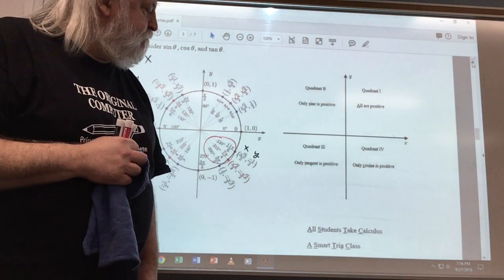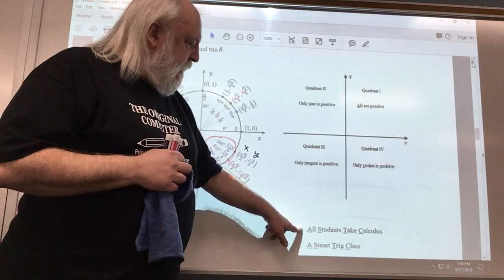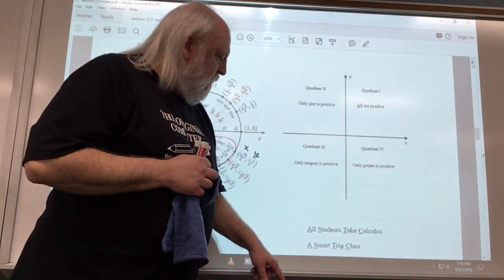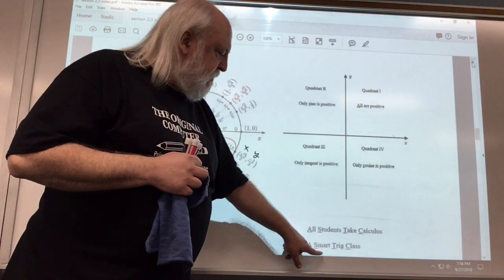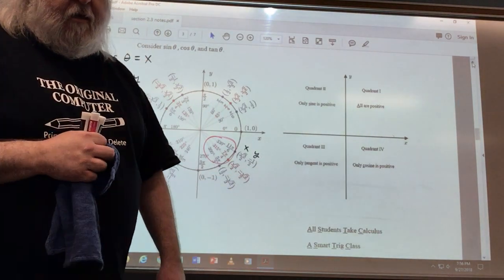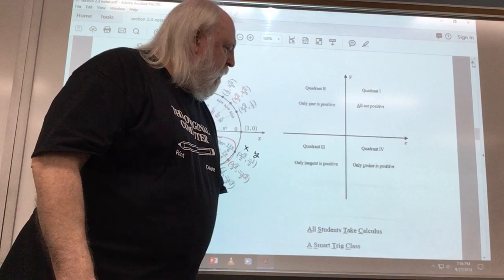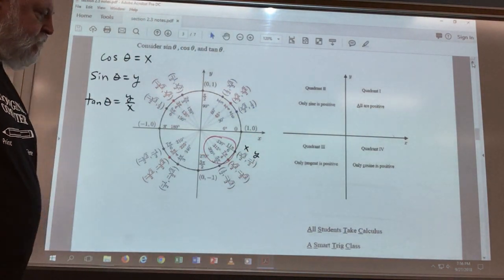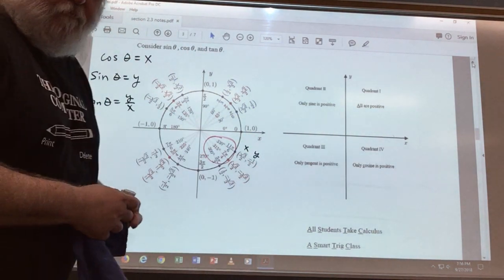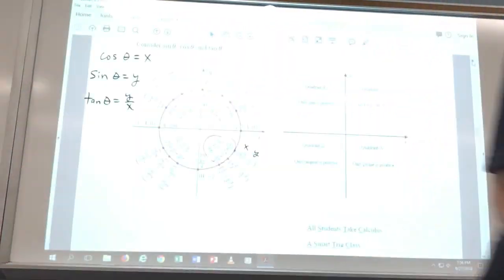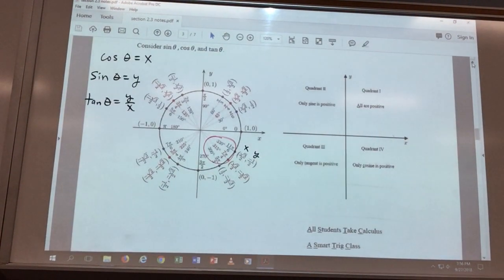of those quadrants. An alternative acronym to "All Students Take Calculus" is "Some Students Remember A Smart Trig Class." Okay? So you know an acronym is just some wording to help you remember something. All right. So let's use this information to solve the exercise at the top of page 4.